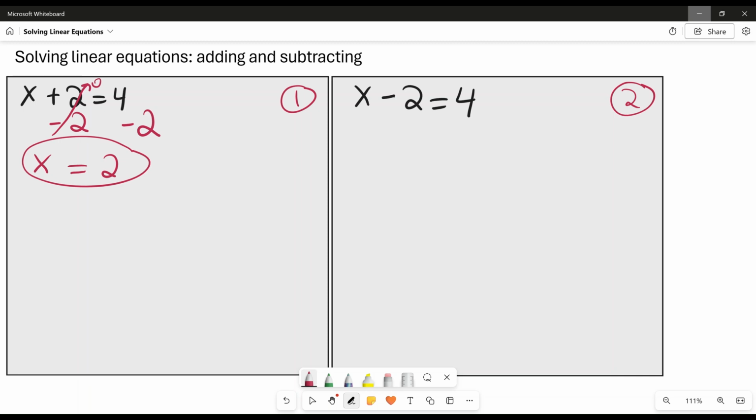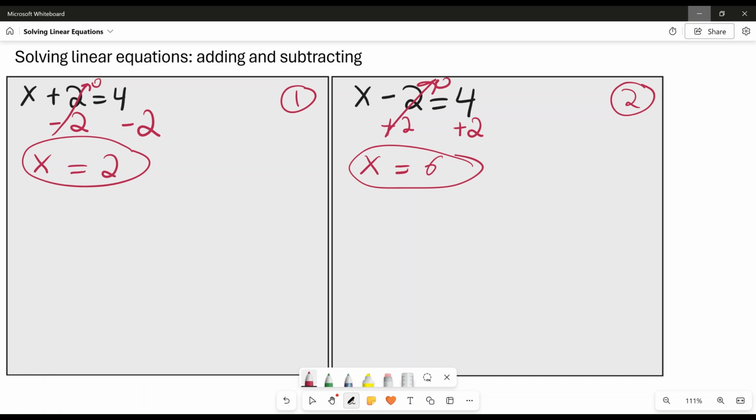Now, let's move on to the next equation, number 2. Here, the x is being accompanied by a minus 2. And the way to get rid of that minus 2 is to do the opposite of subtraction, which is addition. So whatever you do on one side, you do on the other side to keep that balance. When you add 2 to a negative 2, you will get a 0. This will leave your x alone, and it will equal 4 plus 2, which is 6. And that's your final answer for the second equation.